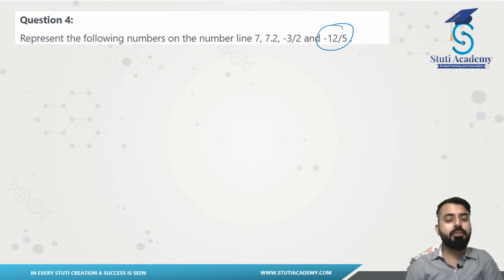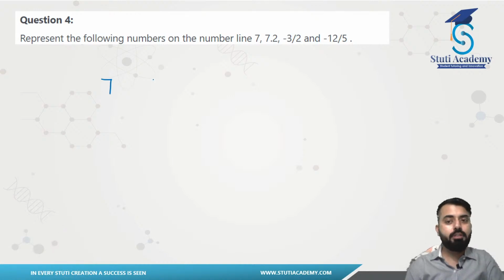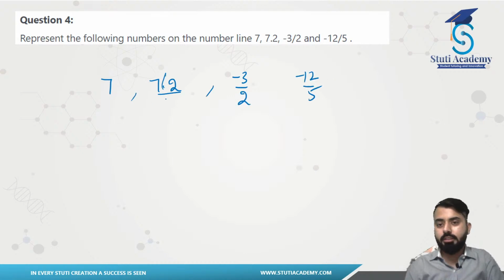How you're going to represent on the same number line? Just write the statements here. 7, 7.2, minus 3 by 2, and minus 12 by 5. Just have their common denominators. So I know if I take LCM, this will be what? 70 by 10. Right? That will be the case here. This will be 72 by 10.